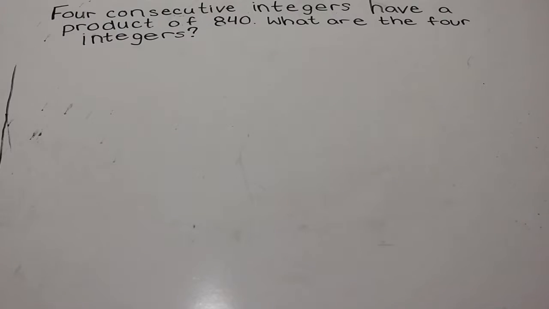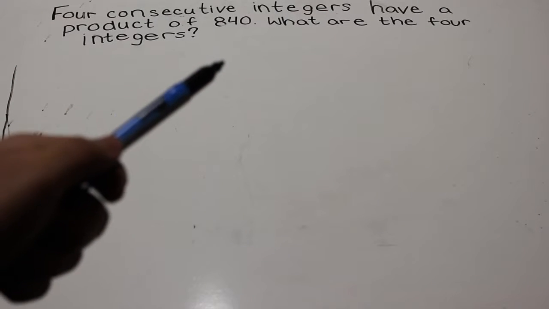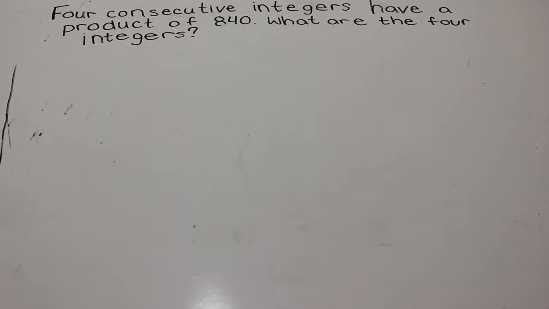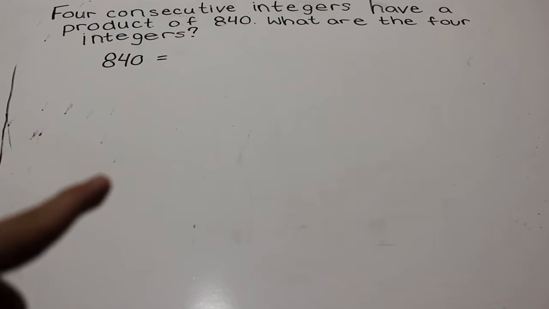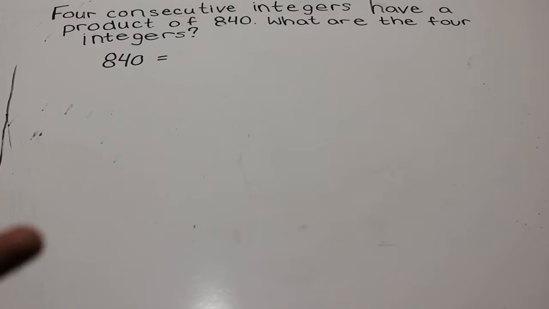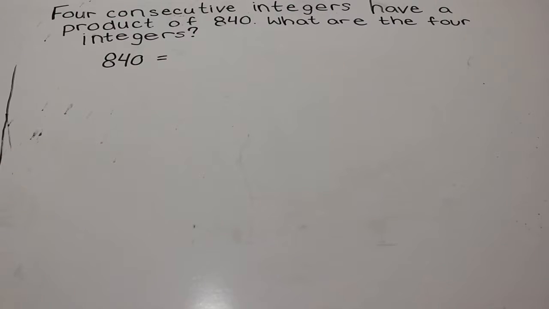So let's read this question that you guys requested. 4 consecutive integers have a product of 840. What are the 4 integers? So first let's write down what we know. We know that the equation equals 840. We also know that a product is the answer to a multiplication question. So we know that our question must be a multiplication equation.